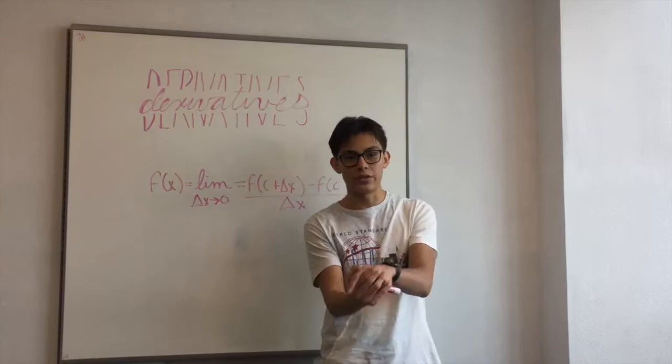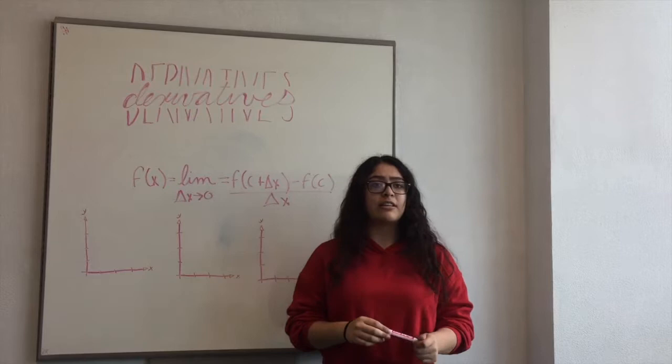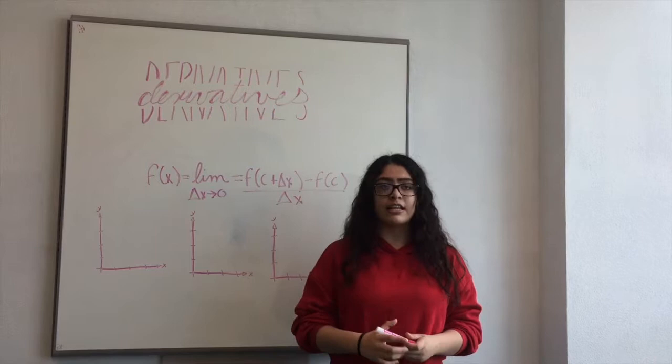There are three types of rate of change. The first one is the negative, and it's when the value of x increases and the value of y decreases. Therefore, the graph slants downwards.